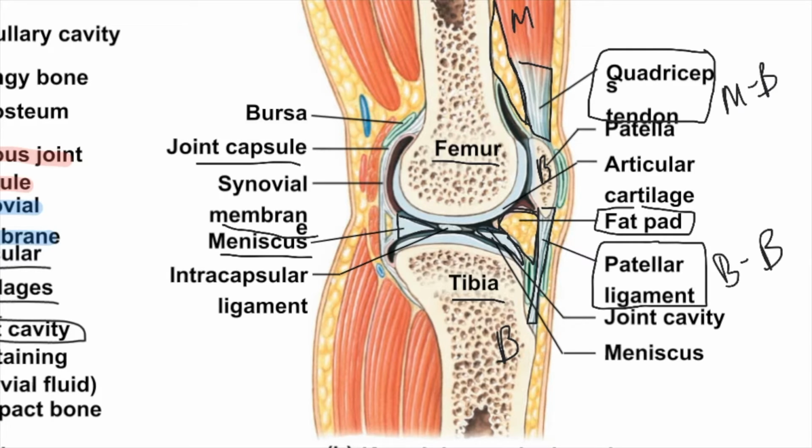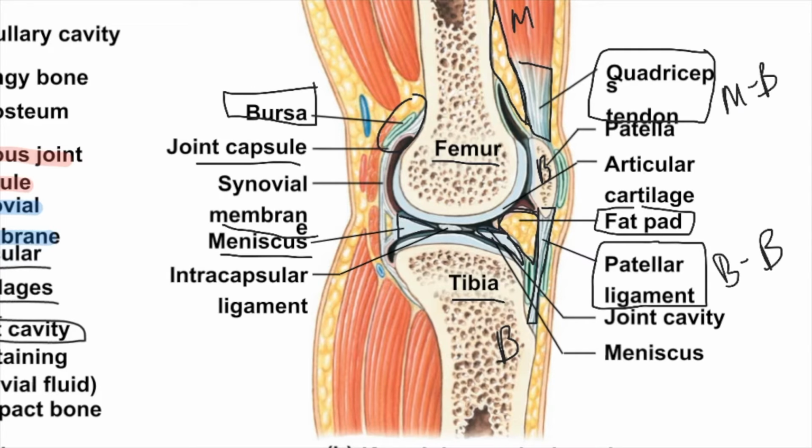Then another structure that we have is called a bursa. So you see this little green thing right here. This is a bursa. It's a little sac, and it's filled with synovial fluid. So it's not in the joint capsule. It's not inside the joint. It's outside of the joint, but it's filled with synovial fluid. And so when that gets filled up and inflamed and irritated, what do we call that? That's called bursitis. Yep, exactly.